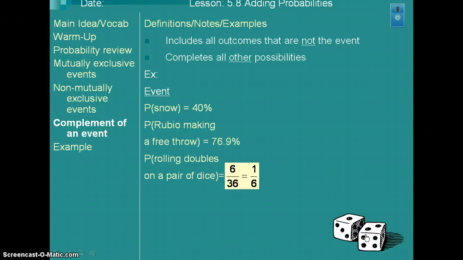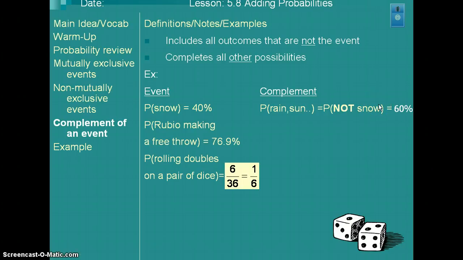We can talk about the complement of this event. That means anything else. So when we talk about the probability of snow, anything other than snow would qualify. We could talk about the probability of rain, sun, sleet, cloudy, anything but snow. A quick way to incorporate all the possibilities is just to say the probability of not snow. That would be everything else. And since we know there's 100% of possibilities, the snow takes up 40%, everything else, the not snow, would take up the 60%.